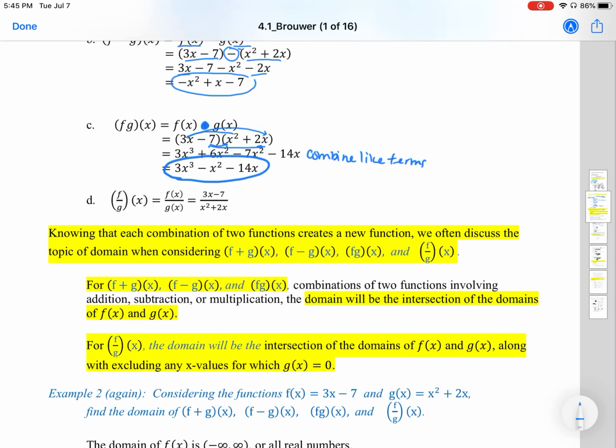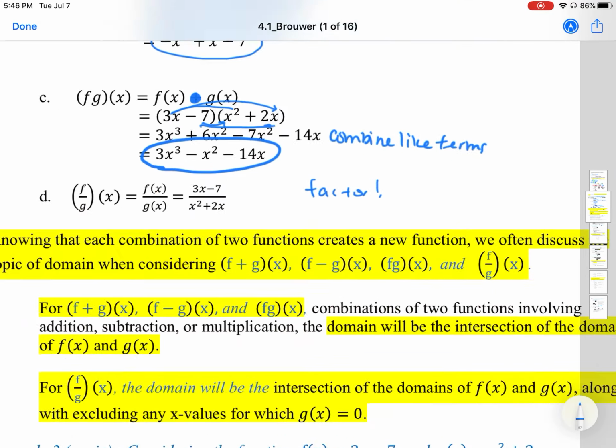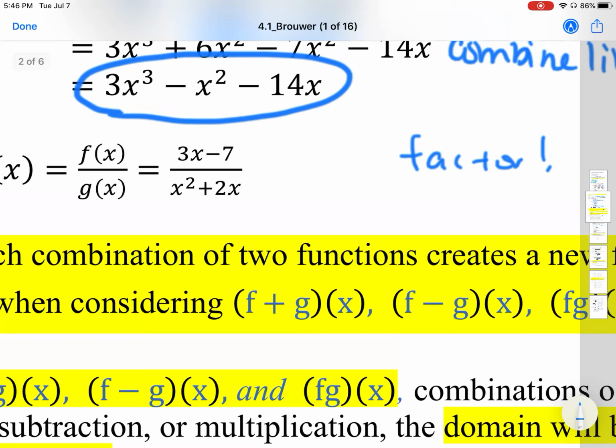For D, f divided by g, all we can really do is write one on top of the other and simplify whenever possible. Usually, it's some type of factoring technique that comes in handy, but for this problem, we see there isn't much I can do. I mean, yes, I can factor my denominator, but it won't help me simplify any further. So this is our answer.